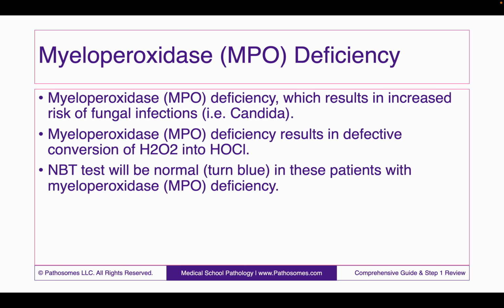Myeloperoxidase deficiency results in defective conversion of H2O2 into HOCl. The NBT test, nitro blue tetrazolium test, will be normal. It will turn blue in these patients with myeloperoxidase deficiency.